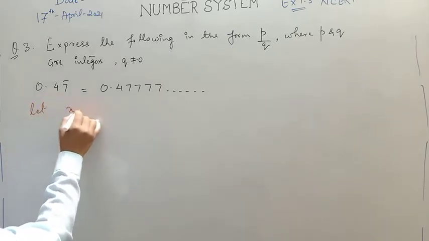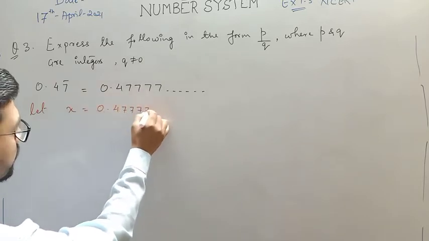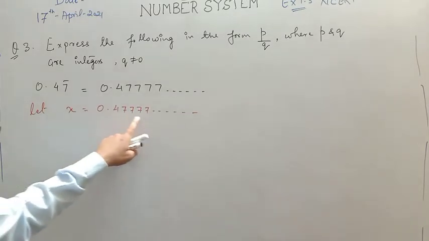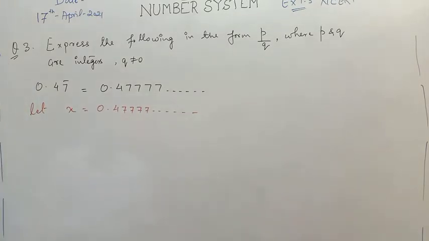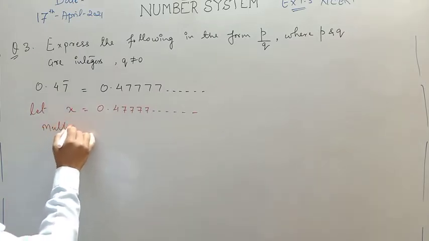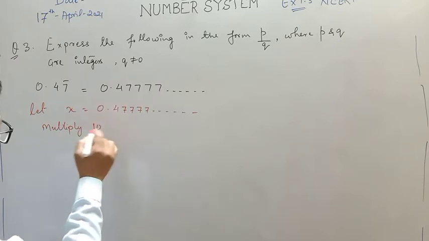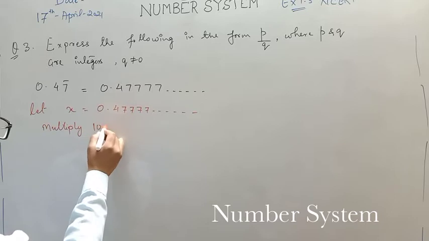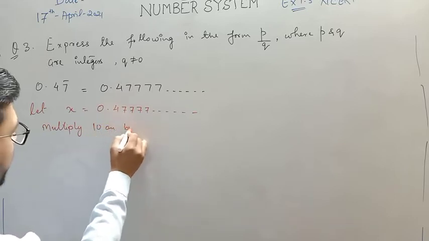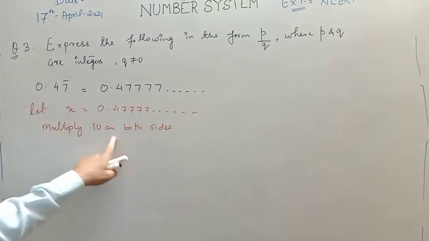Let x is equals to 0.4777 and so on. Now only 7 is repeating, not 4. So what I'll need to do is multiply 10 on both sides.